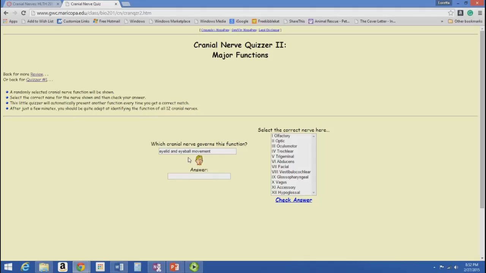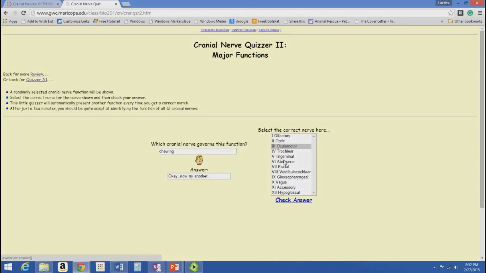It tells you a cranial nerve function. And so we say eyelid and eyeball movement. Well, the oculomotor nerve, that sounds like a good one. And you check your answer and it says, yes, you got it right. And so that is just kind of one of those little quizzers. It's easy. It makes it easy to select that.